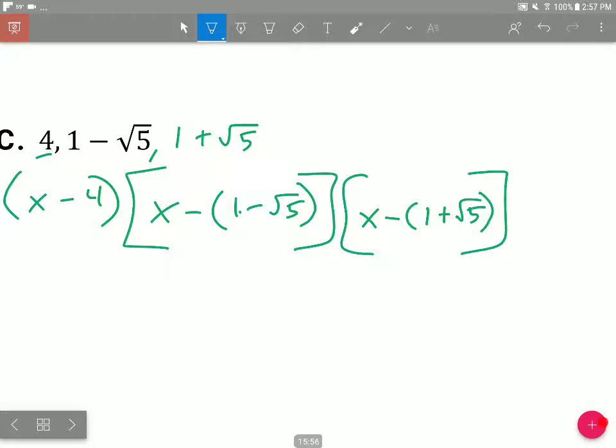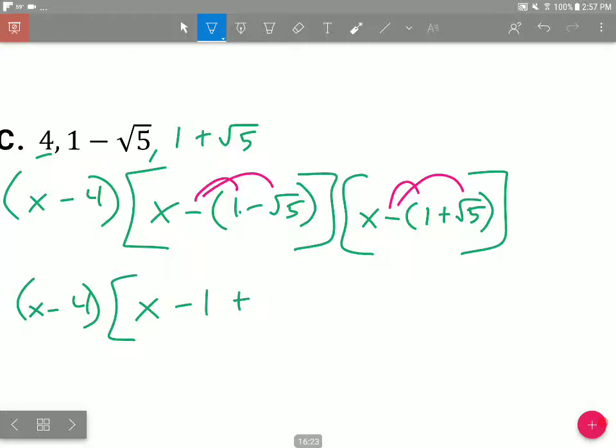Cool? All right, if you have to flip your packet over to check, do so. What did we do next? We distributed the negative, exactly. I took that negative and multiplied it by everything in those parentheses. So, bring down your x minus 4. And then we had x. What comes next? X minus 1, okay, plus square root of 5.